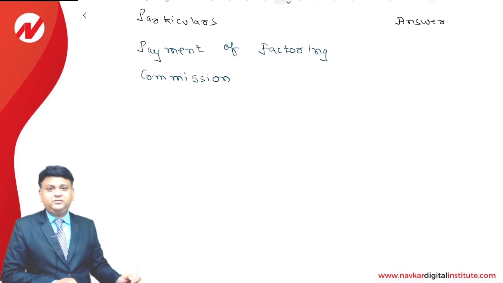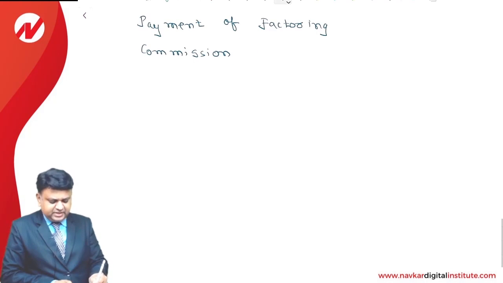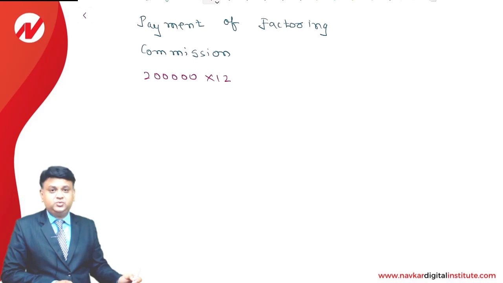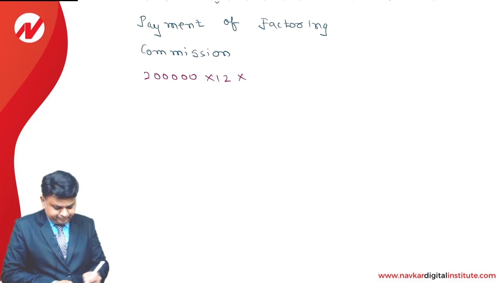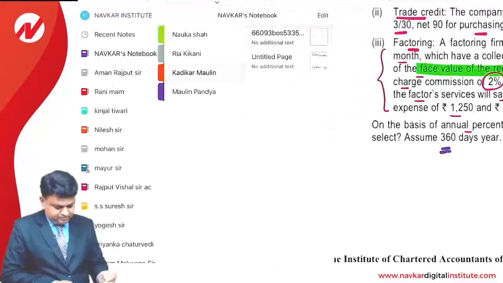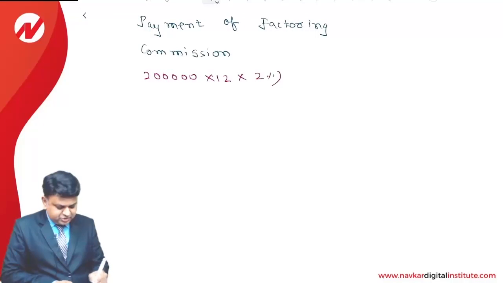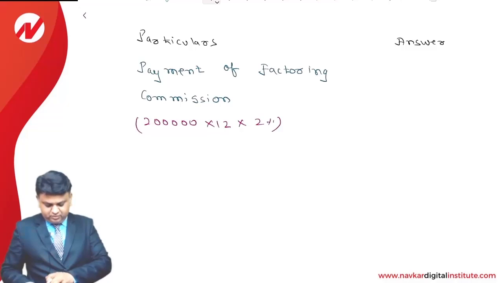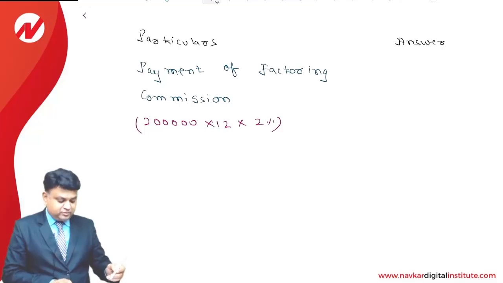As far as the payment of the factoring commission is concerned, we understand 2 lakh rupees is the credit sales of 1 month into 12. So the yearly credit sales is 24 lakhs into the factoring commission, which is provided to us as 2%. This is the way the payment of the factoring commission can be found: 2 lakh into 12 into 2%. That comes to 48,000.